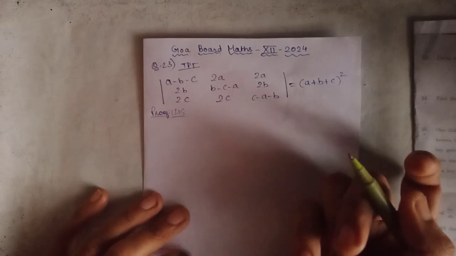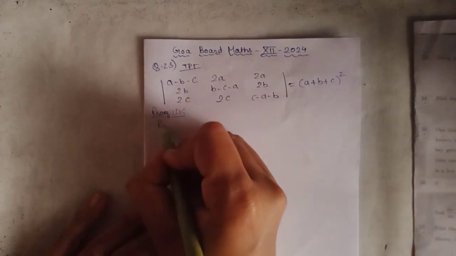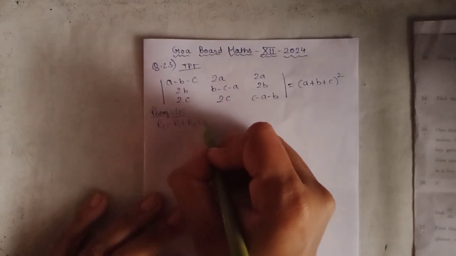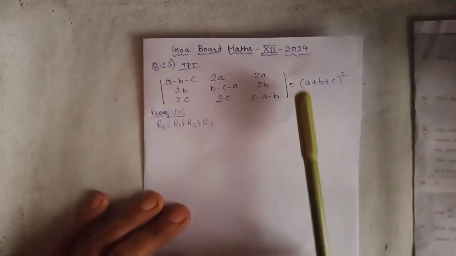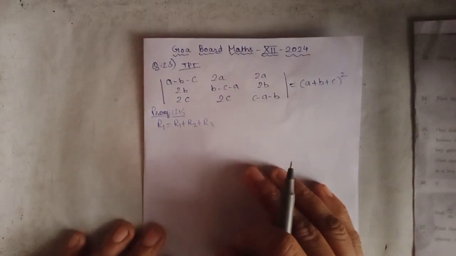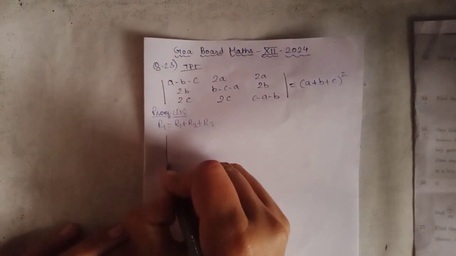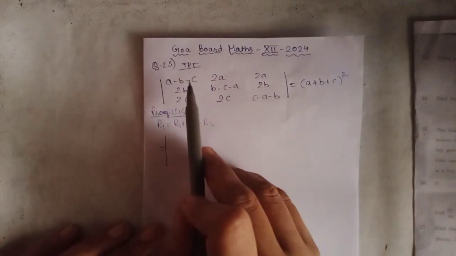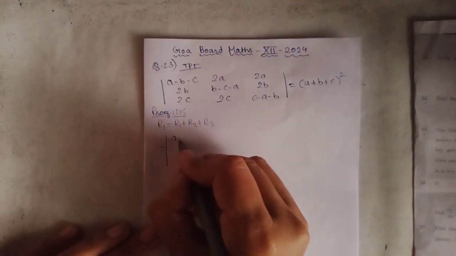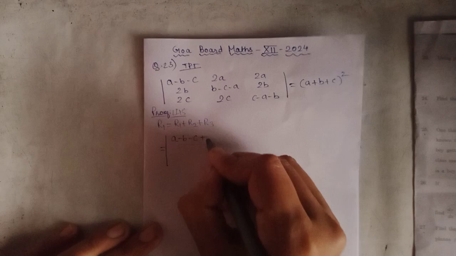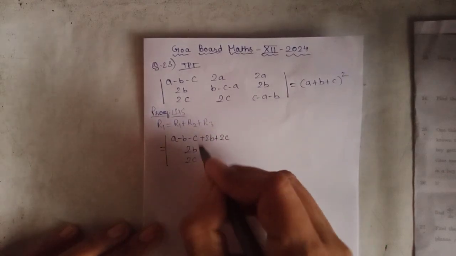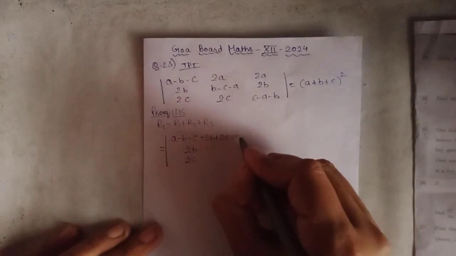Okay, so I'm going to add R1 plus R2 plus R3. So adding row 1 plus row 2 plus row 3 you will get a minus b minus c plus 2b plus 2c. Remaining two rows will remain the same.